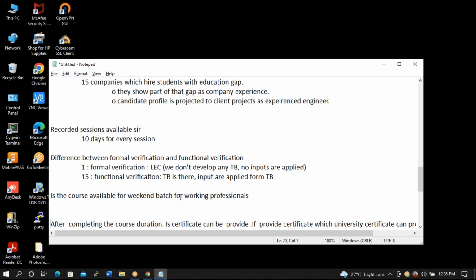Is the course available for a weekend batch for working professionals? Yes, very much it's available. The timings will be Saturday and Sunday.